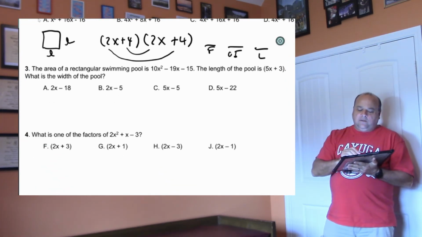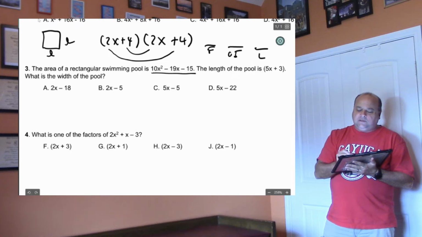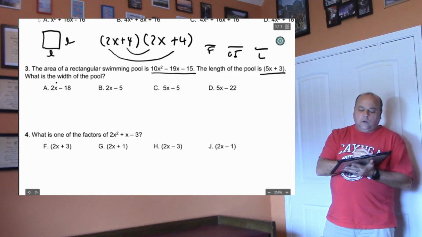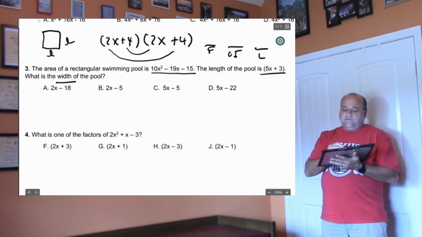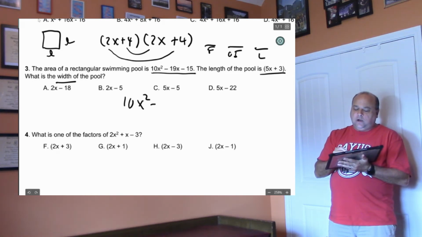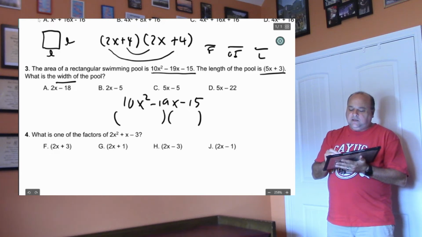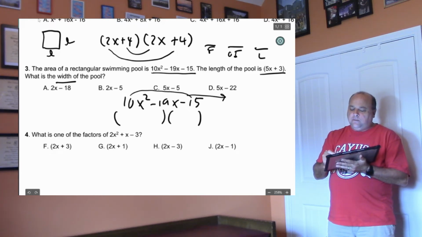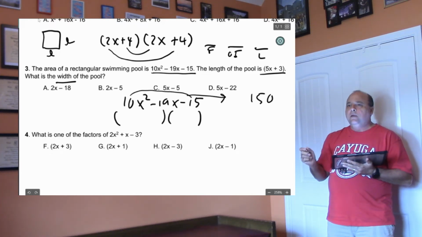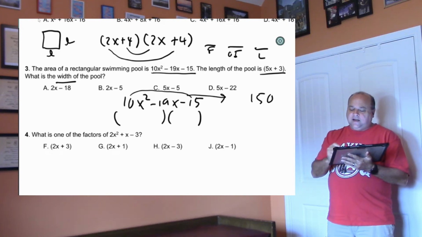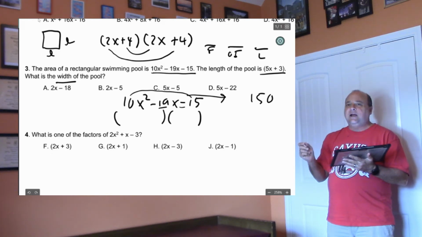Now then, really quickly, the area of a rectangular swimming pool is this, and the length is this. What would the width be? So we need to factor this: 10x squared minus 19x minus 15. Draw your 2 parentheses. You're going to take the 10 and 15 and multiply and get 150. And let's get this. We need the factors of 150 that subtract to give us 19.